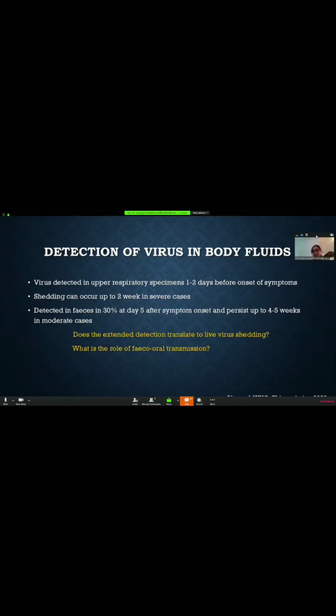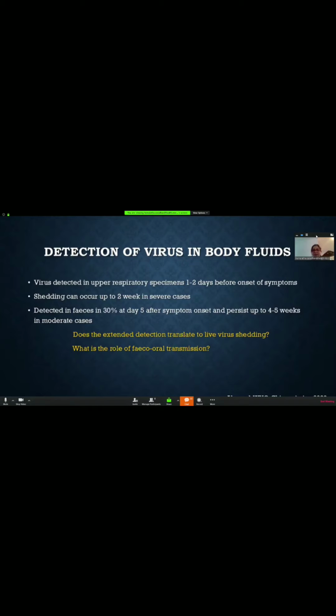And remembering the fact that the ACE2 receptors are also present in the GIT, diarrhea for some reason seems to be not the initial symptom, but somewhere in between. And the diarrhea can persist for quite some time. And the viral shedding in feces, they claim, can go up to 4 to 5 weeks in moderate cases.